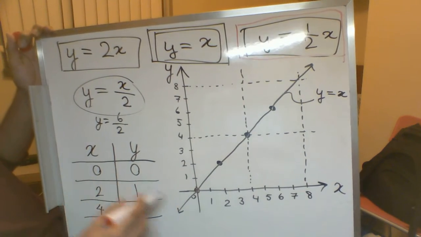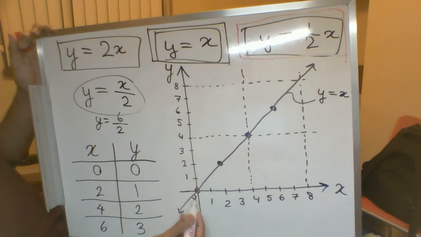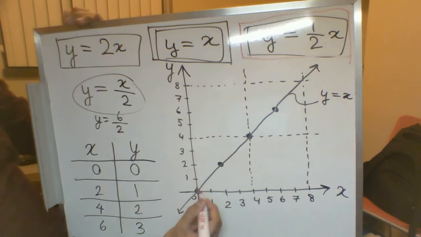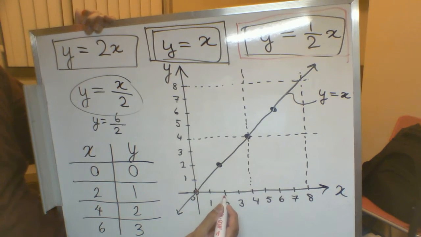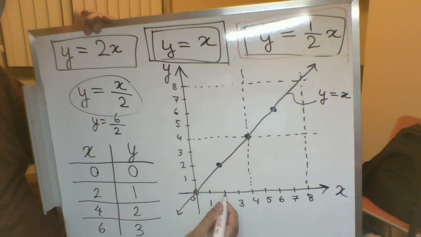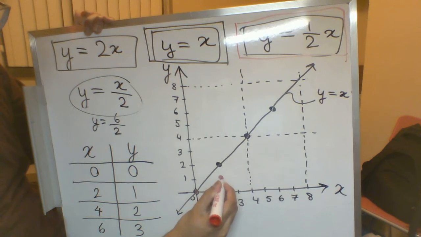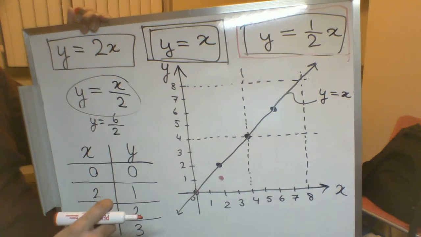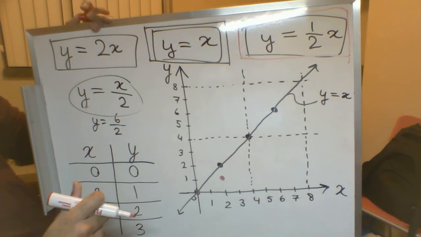So when x is equal to 0, y is equal to 0, that's our origin point right there. When x is equal to 2, y is equal to 1. So I start from here, x is equal to 2, so I've got to go 2 units to the right, and then y is equal to 1. So I go up 1 unit, and I put a dot right there. Okay? So that's our second point.